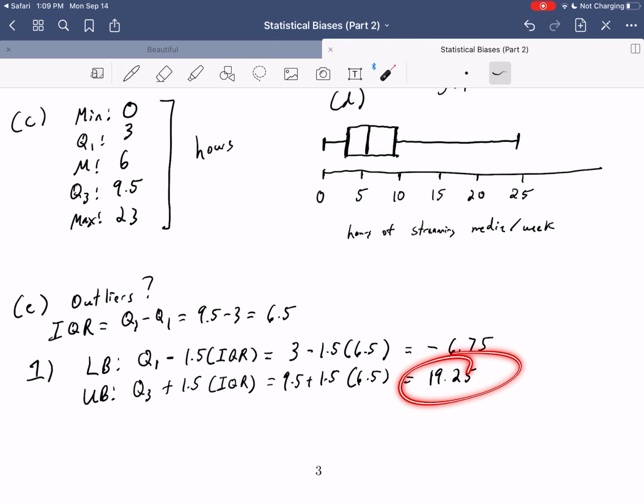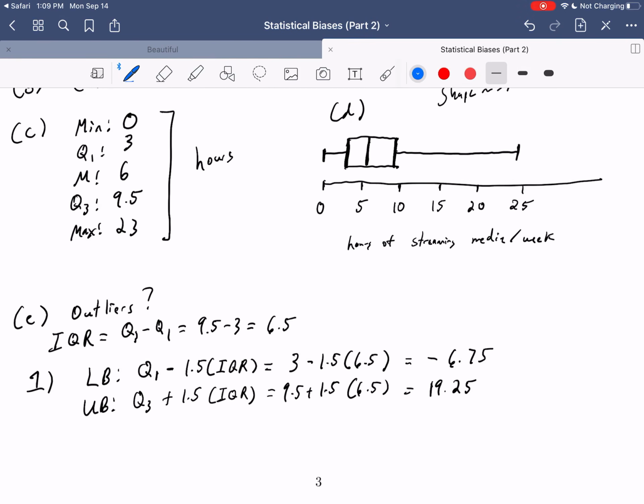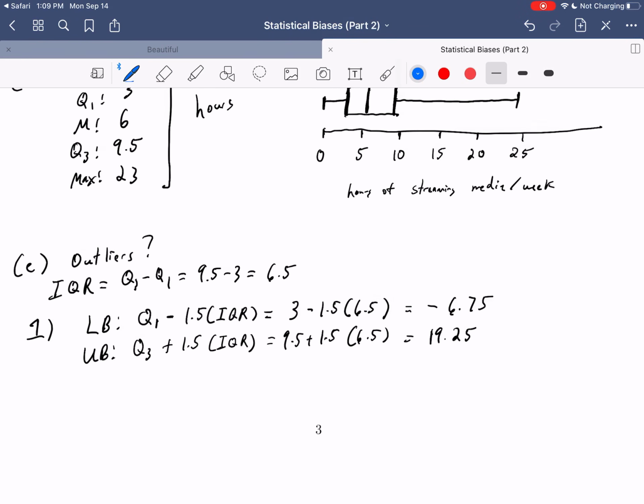All right, 19.25. Were any of our data points outside that range? Well, 12 wasn't, but 23 was. So we would have our one outlier here, the person who said 23 hours. So we would say the person who reported 23 hours was an outlier. That person was far enough away from the rest of our data to really be considered an extreme value.